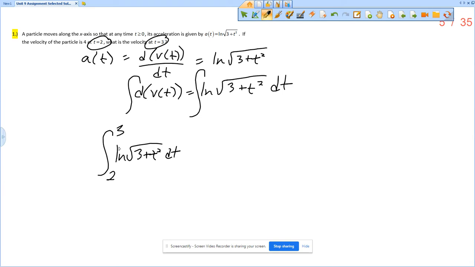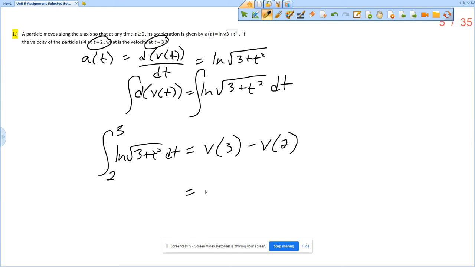And so what we learned in unit 7 is when I integrate this acceleration, I'm going to get velocity, and it's going to be evaluated at velocity of 3 minus the velocity at 2. And so what this integral actually represents is the change in velocity from 2 to 3. And so now we can calculate this with our calculator. We can get that number.